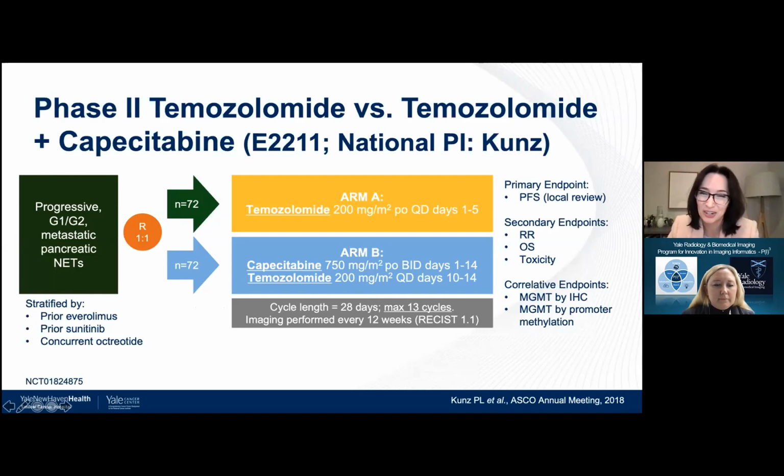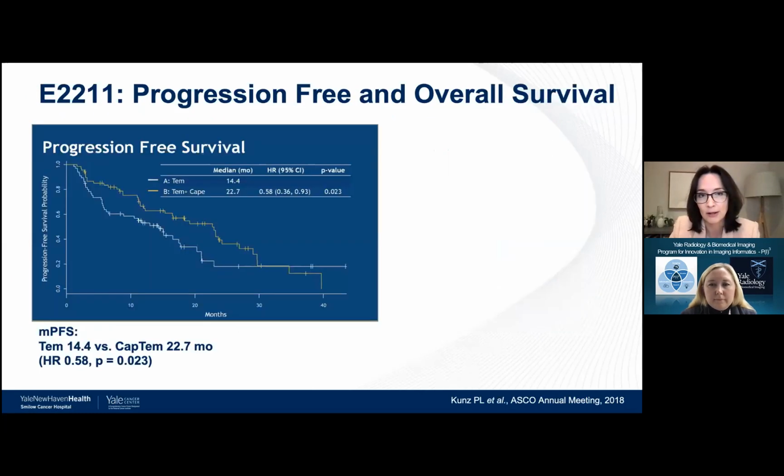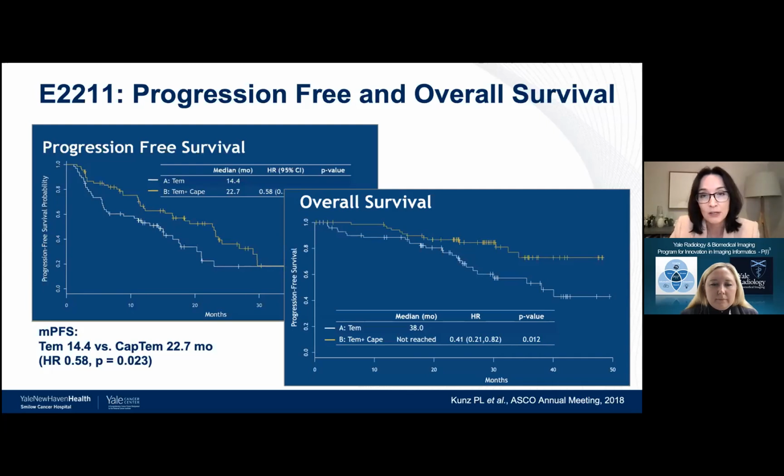I'd like to mention a study on chemotherapy that I had the opportunity to lead for pancreatic NETs. So this was a study of temozolomide versus capecitabine and temozolomide for grade 1 or 2 metastatic pancreatic NETs. This was a study that ultimately demonstrated that Cap-Tem was superior to temozolomide alone. The median progression-free survival was about 23 months for the combination versus 14 months for temozolomide. At the time of the initial analysis, it appeared as if there was an overall survival benefit. Stay tuned, we have the final analysis submitted to ASCO for an updated analysis.